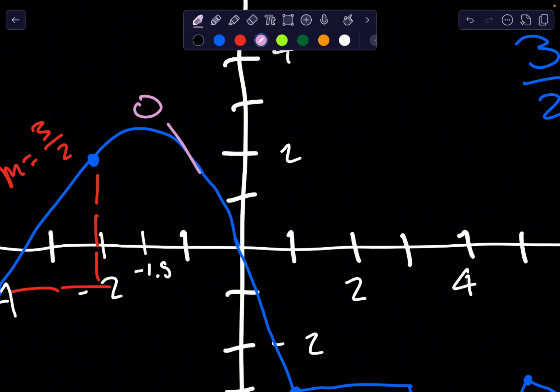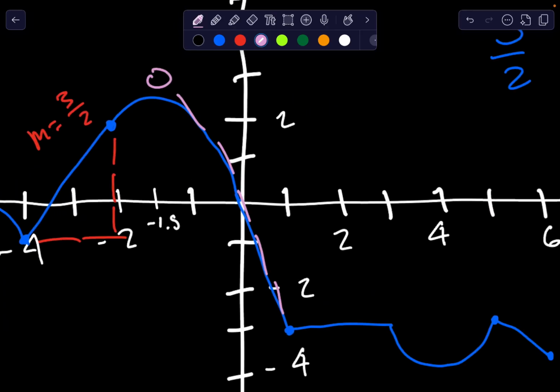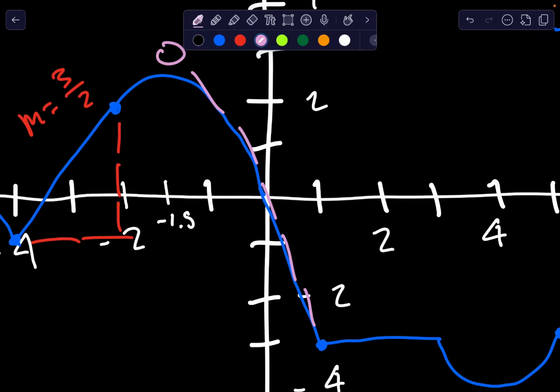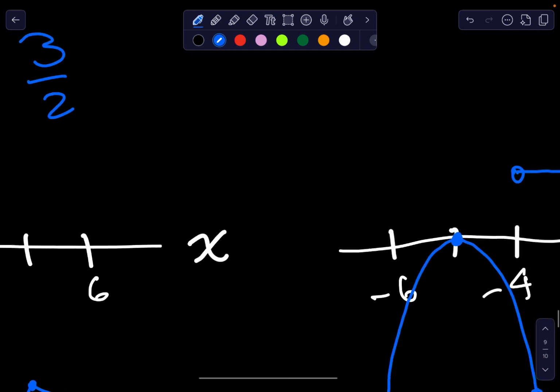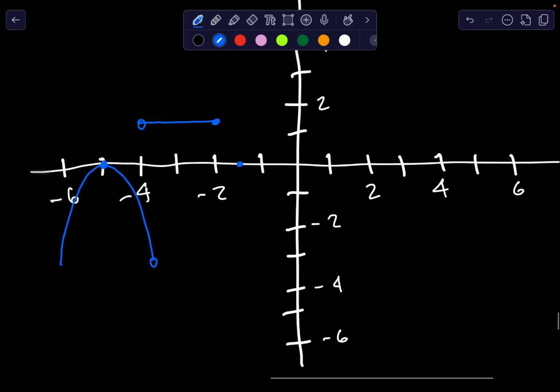And then after that, our slope starts to decrease, and it decreases at an increasing rate. We just keep getting more and more negative. So we can show that. So we know at x equals -1.5, we're going to cross the x-axis right there.